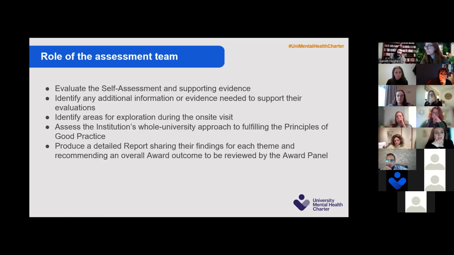But being able, as the assessment team, to identify those areas for exploration during the on-site visit, so to really think about those targeted questions that we've been talking about today, and assessing the institution's whole university approach to the principles of good practice, and really being grounded in those principles, in those questions, the way that you're operating. And then finally producing that report, sharing findings and making recommendations for the award outcome. And we know just how critical those reports are for the universities themselves, to use as a springboard to action planning, but also for us to gather that insight and really think about what this tells us about the sector as a whole when we do that thematic analysis.